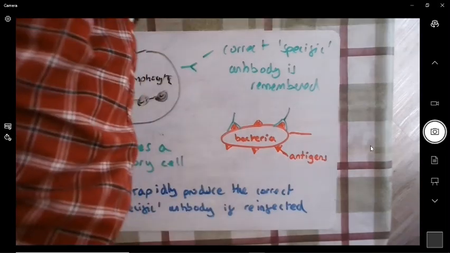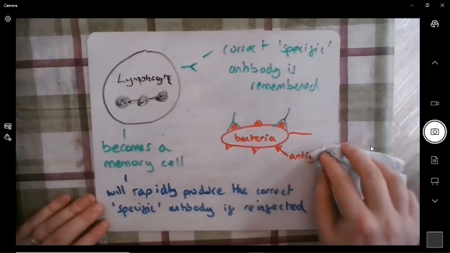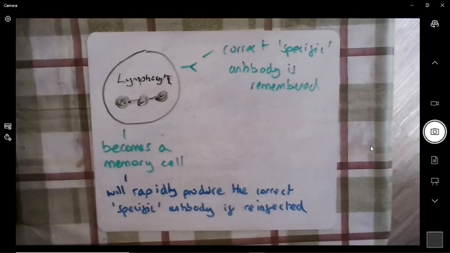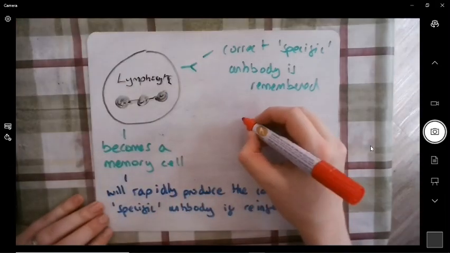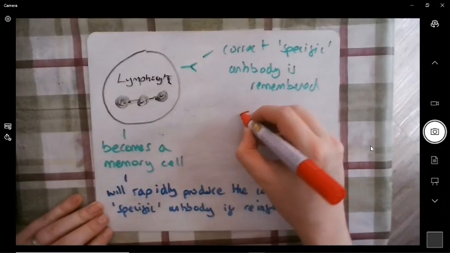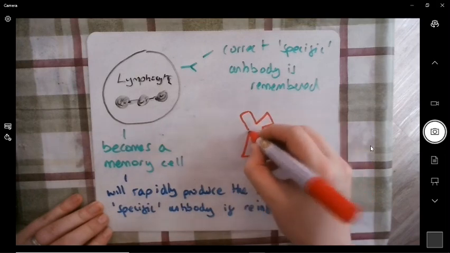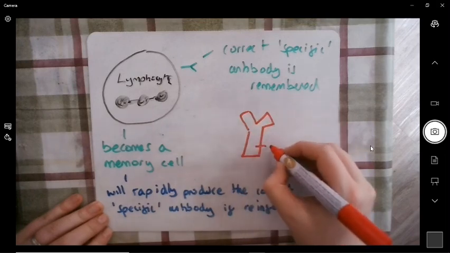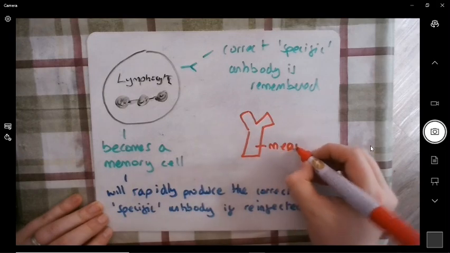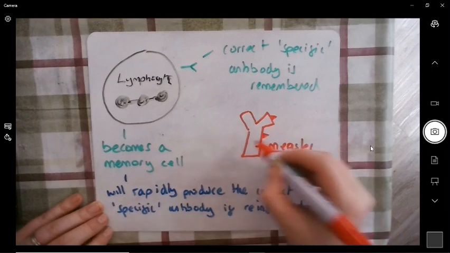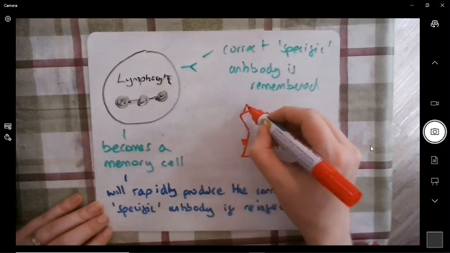Now, vaccinations work exactly the same way. What a vaccine does, if I think of the measles virus vaccine as an example, what they literally do for the measles virus. This is my measles virus. And it will have antigens on its surface.